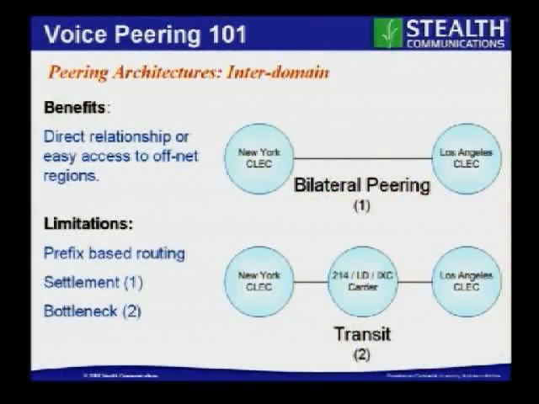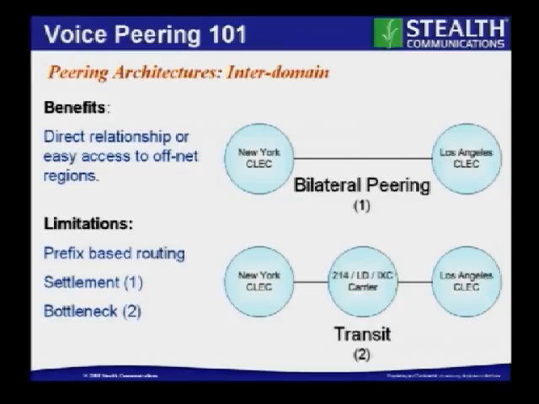The next architecture is interdomain routing. This is where, if you look at figure number 1 up here, these are two CLECs. They want to interconnect together. This is bilateral peering. Typically, they'll have some sort of commercial agreement. And what they're doing over here is they're saying, okay, any traffic coming into this rate center, I'll take, and any traffic going to your rate center, I'll send you.